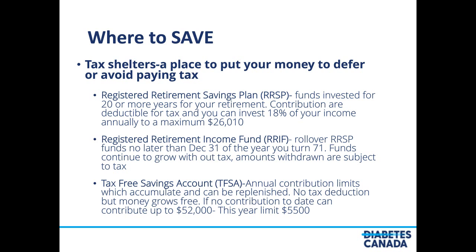Registered retirement savings plans get converted to what's known as a registered retirement income fund. While the funds remain in the registered retirement income fund, they continue to grow tax-free for your future retirement. Generally speaking, you are required to transfer your monies from your RRSP to your RRIF by no later than the year that you turn age 71. But there's no rule that says you can't transfer earlier.